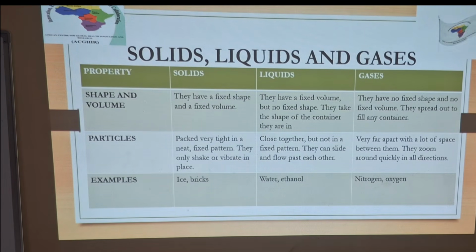Liquids have a fixed volume but no fixed shape. They take the shape of the container they are poured in. The particles are close together but not in a fixed pattern. They can slide and flow past each other. Examples are water and ethanol. Gases have no fixed shape and no fixed volume. They spread out to fill any container available. The particles are very far apart with a lot of space between them, and they zoom around quickly in all directions. Examples include nitrogen and oxygen.